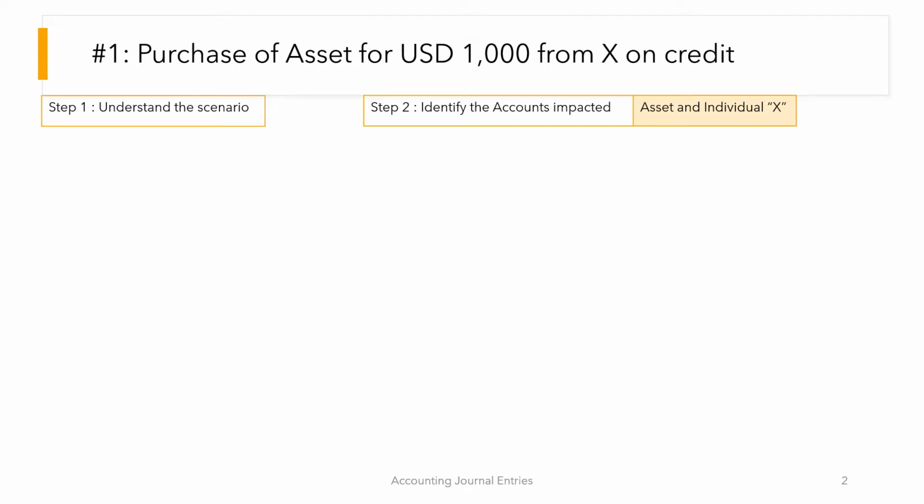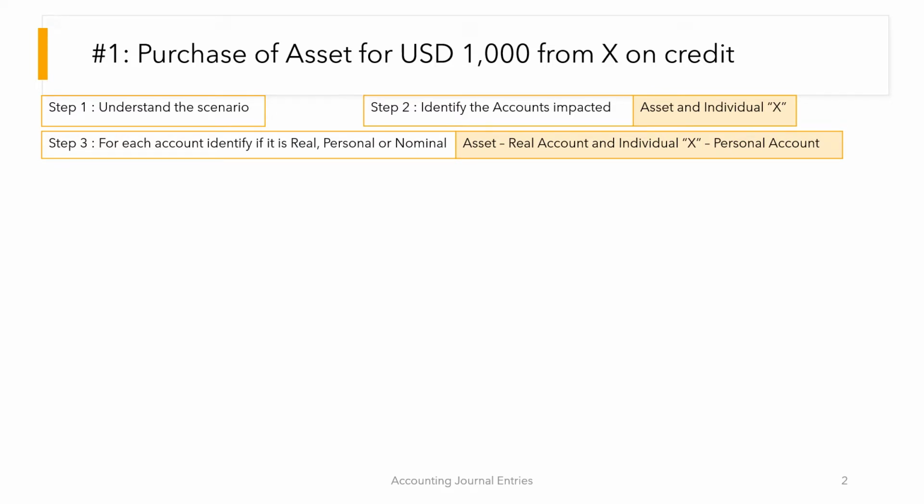Here we are purchasing an asset on credit and it is not on cash. So there are two accounts impacted. One is the asset account, and the second account is the individual X, who is the vendor. Step 3 is to identify, for each account, whether it is a real, personal or nominal account. For the accounts identified in step 2, we have to understand their nature. So asset is a real account and individual X is a personal account.